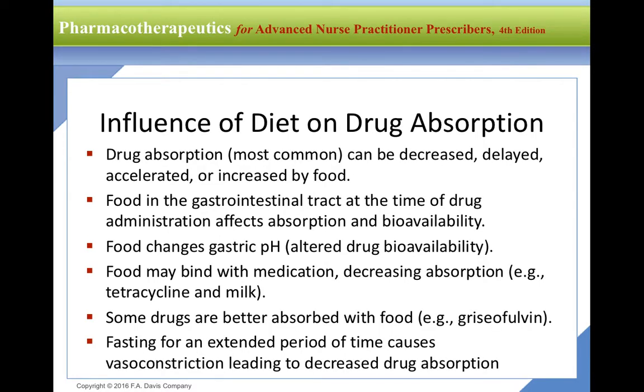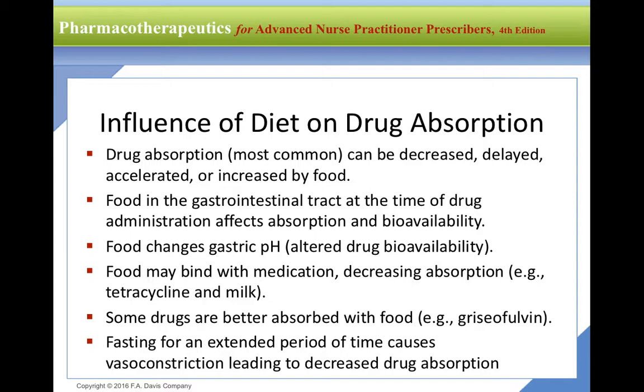There are a few notes I want to touch on with this chapter. Influence of diet on drug absorption. This can be really big. So drugs can be the absorption can be decreased, delayed, accelerated, or increased by food. It can be because of GI tract motility. So if something slows down the GI tract, more of it can be absorbed.